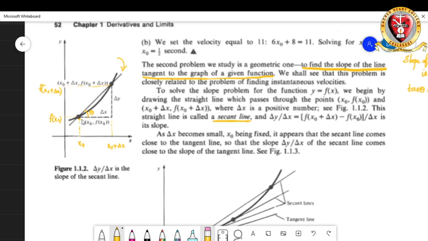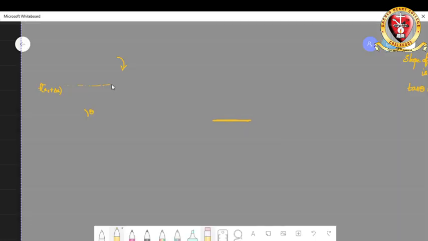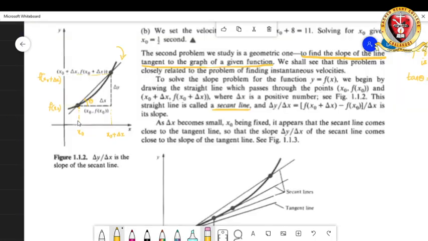Now, for our inference, we know that the distance here, where you are seeing the cursor moving, will be delta x, because that distance will be x naught plus delta x minus x naught, which is delta x. Similarly, the distance here will be delta y. We denote f of x naught plus delta x minus f of x naught to be delta y.